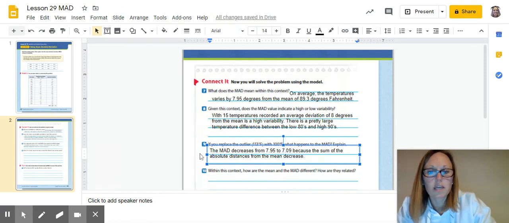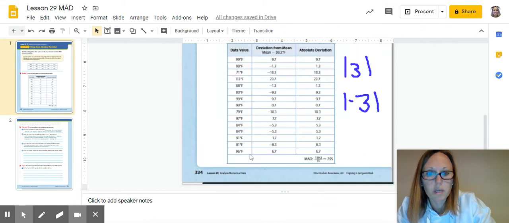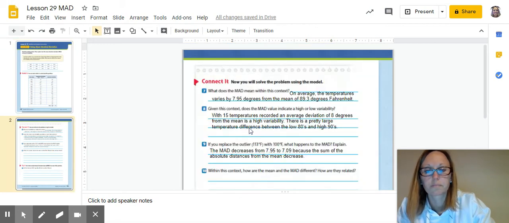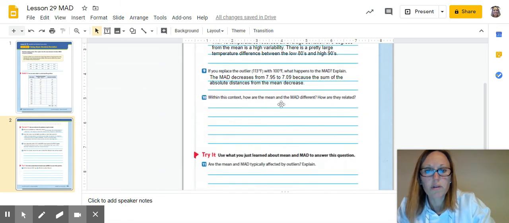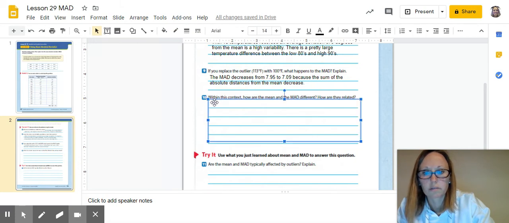So all that's saying is that if we were to go up here and instead of having this 113 degrees, we had 100, that's going to be 13 degrees less. So when we add all of these up, we're going to get a smaller number. It's not going to be 7 and 9/500. Okay, so within this context, how are the mean and the MAD different and how are they related?